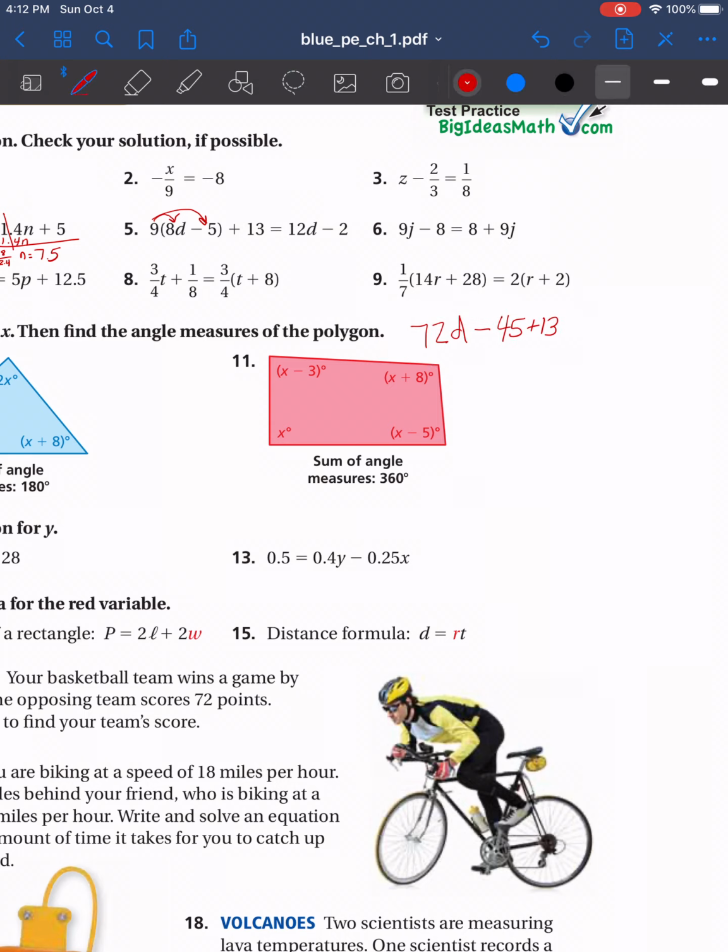Okay, so now I'm going to go equals 12D minus 2. Now I got to get my D's all on one side. I do see some like items right here. So negative 45 plus 13, signs are different, so I subtract. Let's see, 45 minus 13 equals 32, and it's going to be negative 32 because 45 is the bigger number. 72D minus 32 equals 12D minus 2.